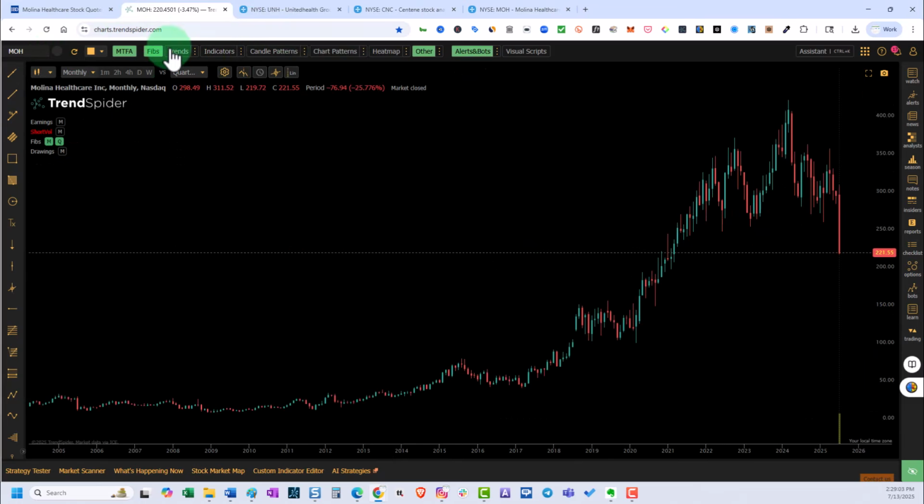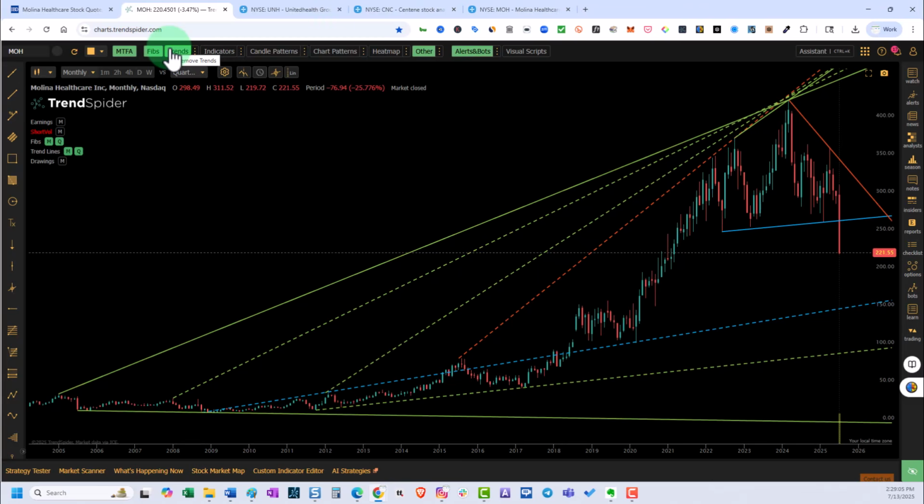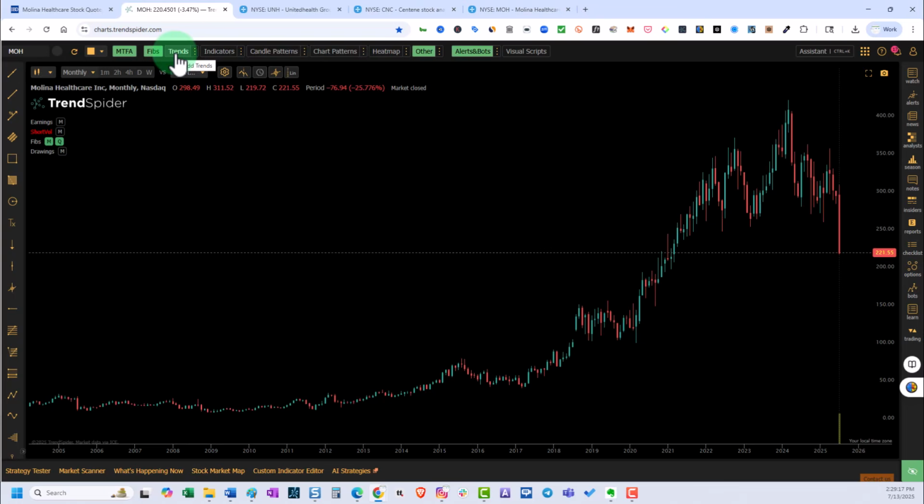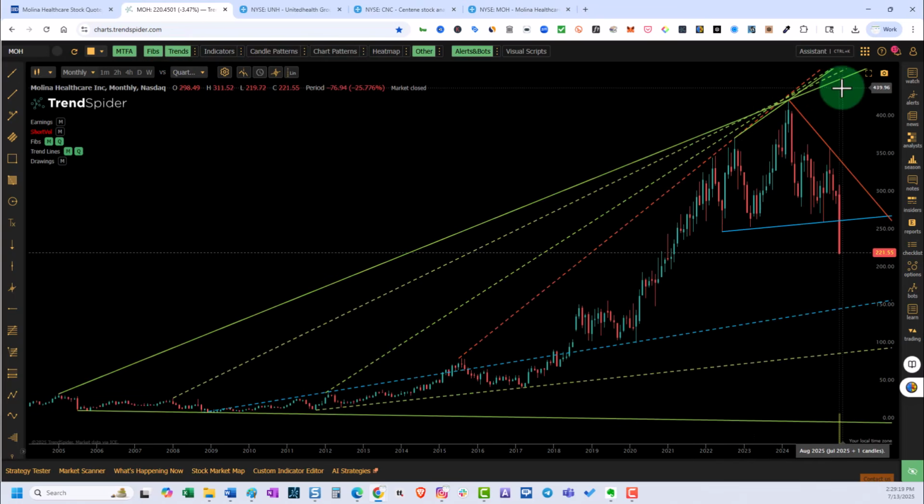So MOH, this one was a screaming sell back here in October of '22 and back here in March of '24 when we hit all of these, and this is, again, the automated trend lines, all of these resistance levels above. And subsequently, we went into free fall. So the question now is, where do we have support?